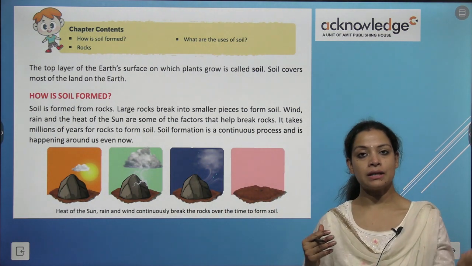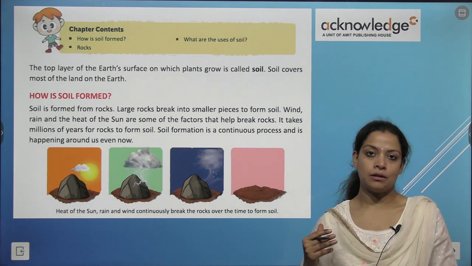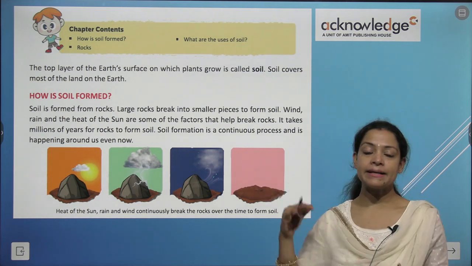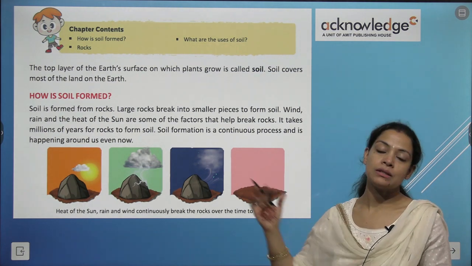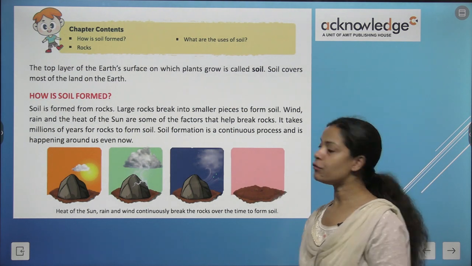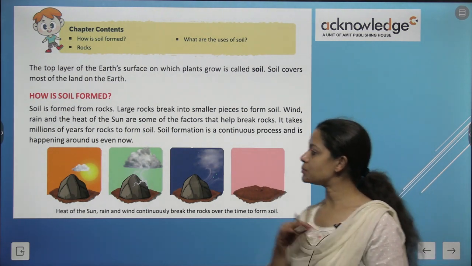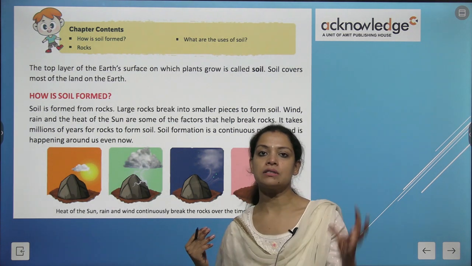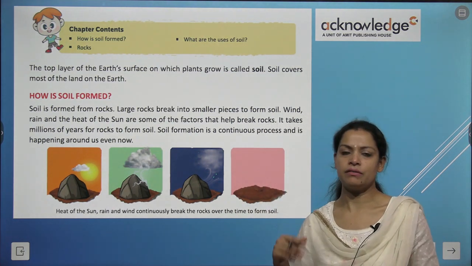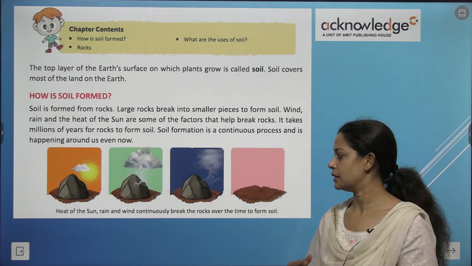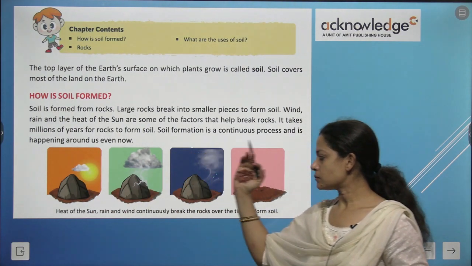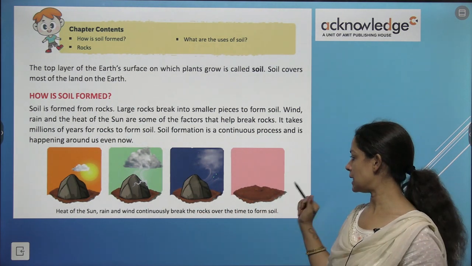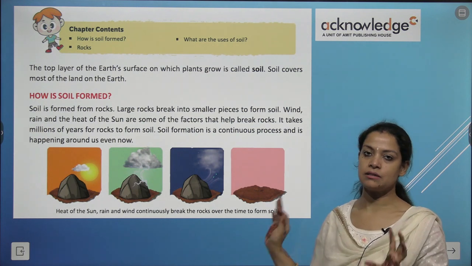So the soil which we usually feel when we are in the ground or we are running over land, that soil takes millions of years to form with the breakage of rocks. Soil formation is a continuous process and is happening around us even now. ये non-stop एक constant process है जो कि चलता रहता है. We don't realize it, but it keeps on happening. So heat of the sun, then rain, wind, they all break these rocks, big pieces of rocks, and then ultimately we get soil in this form. Correct?